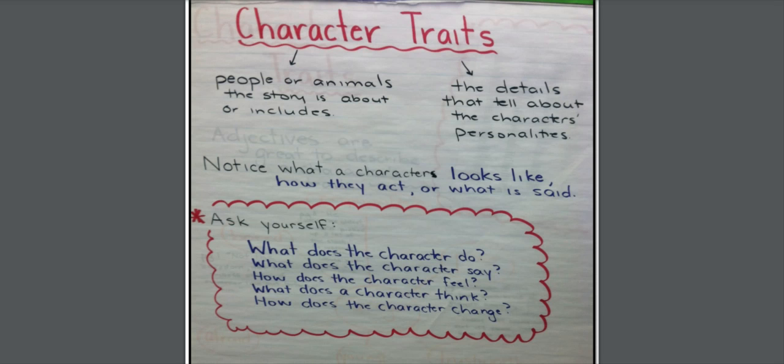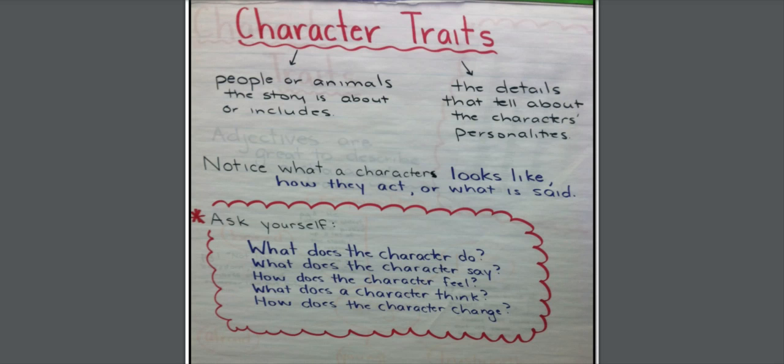What does the character do? So the action behind the character helps us know their personality trait or their physical trait. What does the character say? Okay, a lot of times we get through the dialogue between two characters the different ways a character acts. And that's going to tell you a specific character trait about that person, whether someone is very angry or someone is very calm and patient.